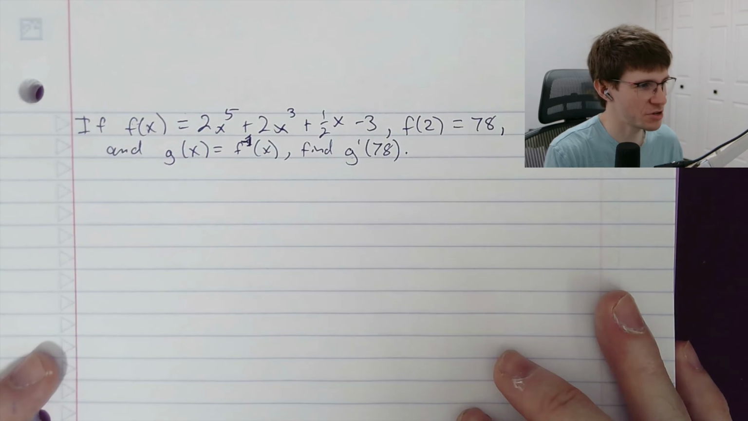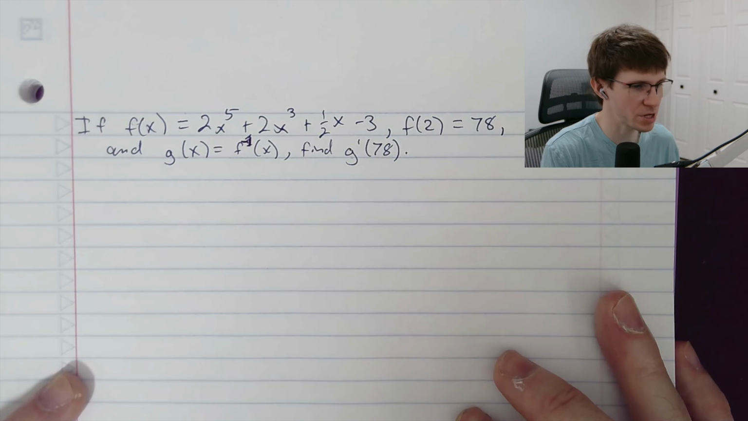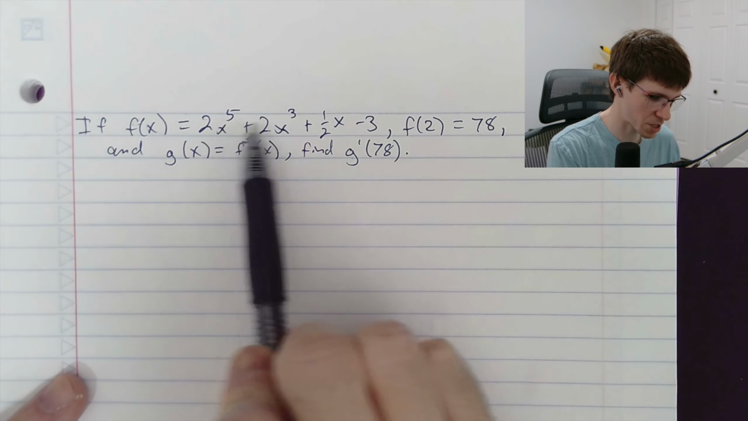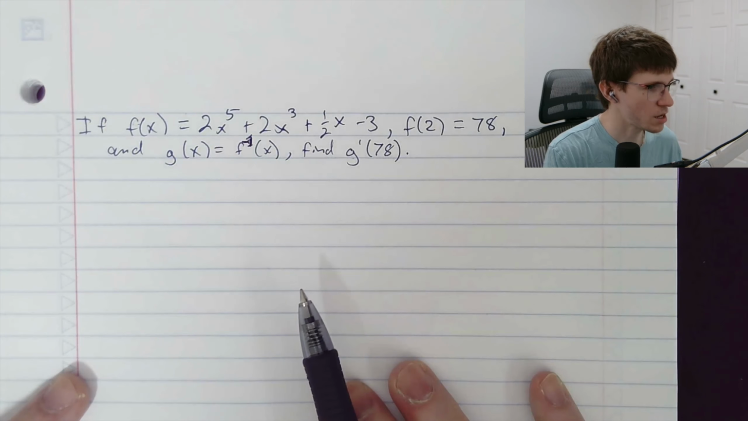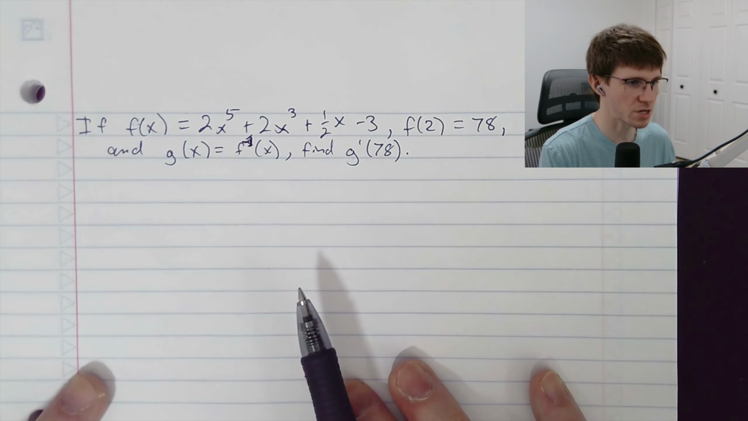One of my students asked me for a video on inverse derivatives, so I figured I would do the entire thing with a complete example as to why we'd even need these formulas in the first place. So here we go. We have this function f of x is equal to 2x to the fifth plus 2x to the third plus 1 half x minus 3. Fairly typical polynomial. I've told you that if you plug in 2, you get 78. You replace all those x's with the 2, you get 78. And we're given that g of x is f inverse of x. Find g prime of 78.